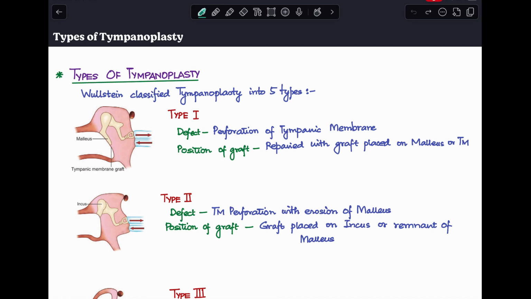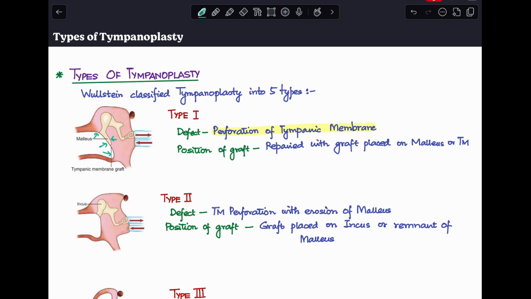In type 1, the defect is usually just a perforation of the tympanic membrane and all ossicles are intact. You can see in the image over here, the malleus, incus and stapes are all intact. In this case, we place our graft either on the remnant tympanic membrane or, if there is no remnant tympanic membrane, we place it on the malleus.